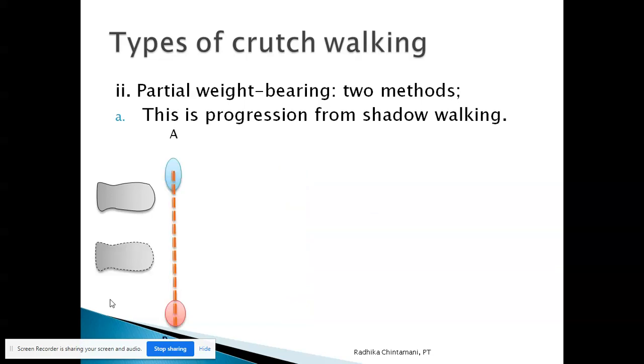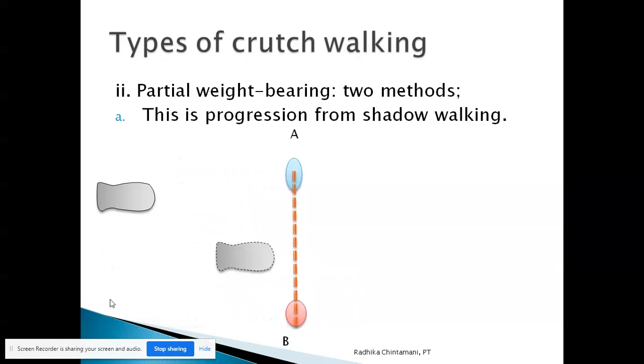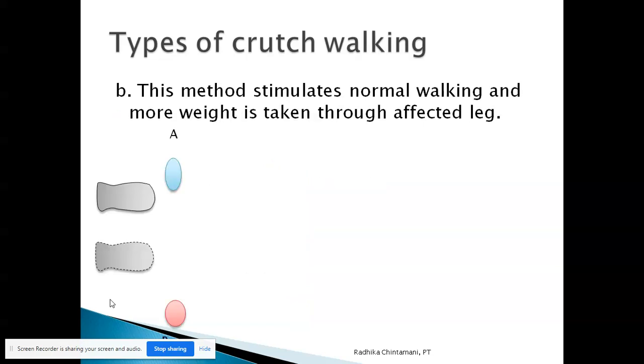Hence, first we need to move both the crutches along with the bad leg, followed by the good leg, which is doing swing through. Coming to the second part of partial weight bearing. This method simulates normal walking. More weight is taken through the affected leg compared to phase 1, because there, 50 percent of the body weight was divided between two crutches and the bad leg, and the other 50 percent was taken by the good leg itself. So this method is not doing that.